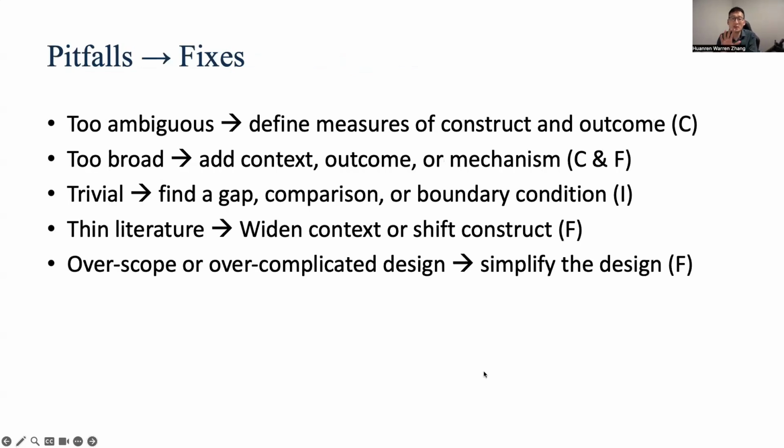And then here are some common pitfalls and the corresponding fixes. Some of you pose a question that is too ambiguous. In this case, you should define measures of constructs and outcomes so that it can become clear. And some of you state a research question that is too broad. You then need to add context, outcome, or mechanism.